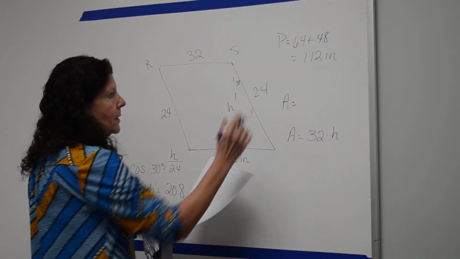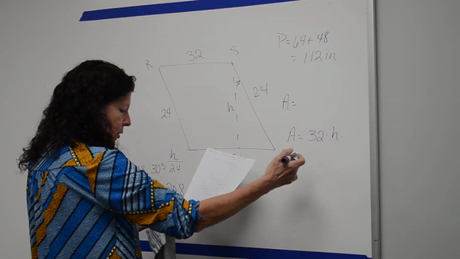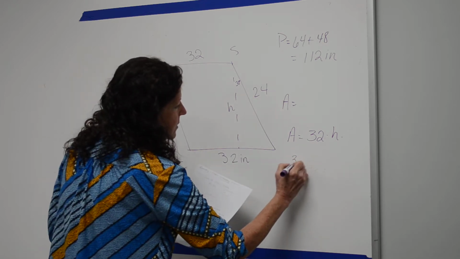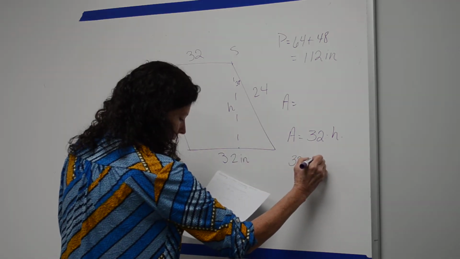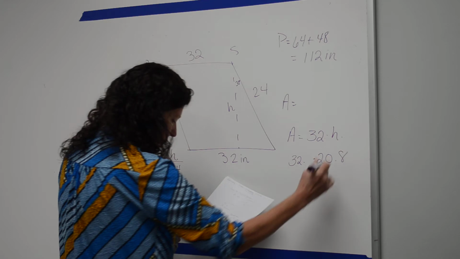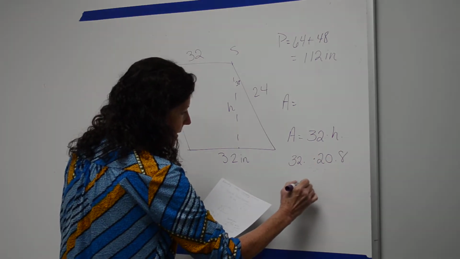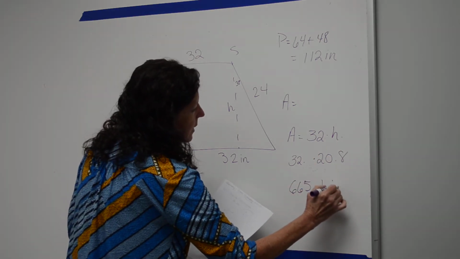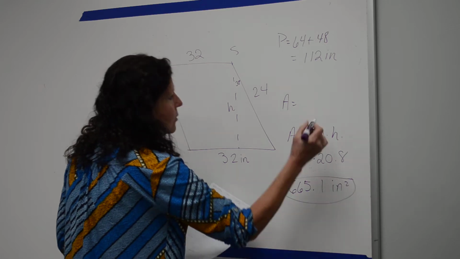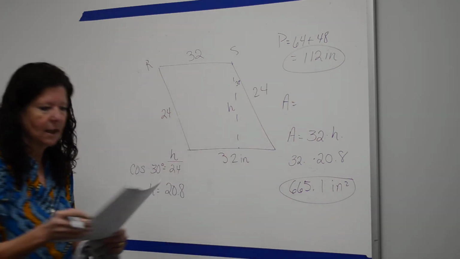So on this one you're going to have 32 times 20.8. So you're going to have an area of 665.1 inches squared. So you would give me that, and you would give me that.